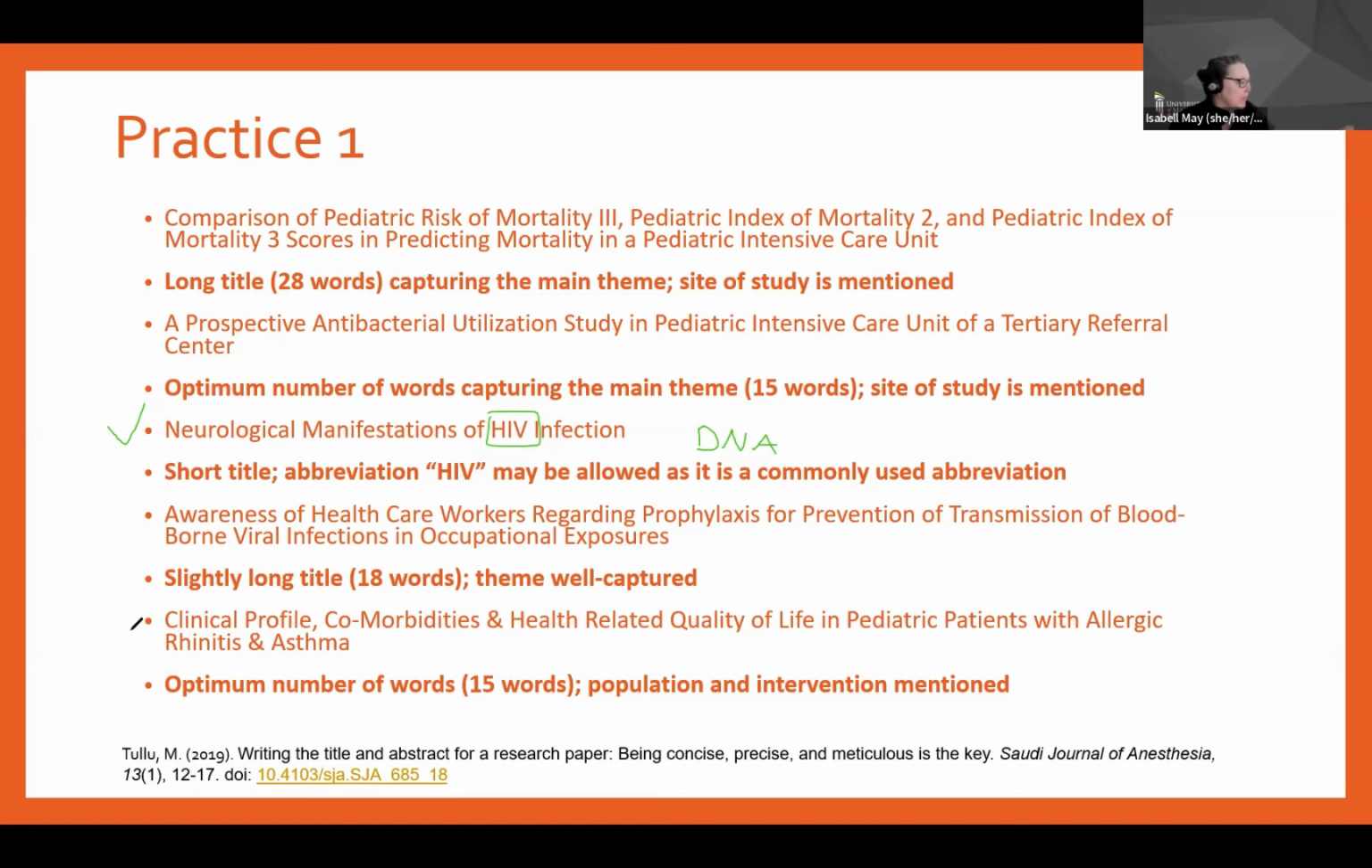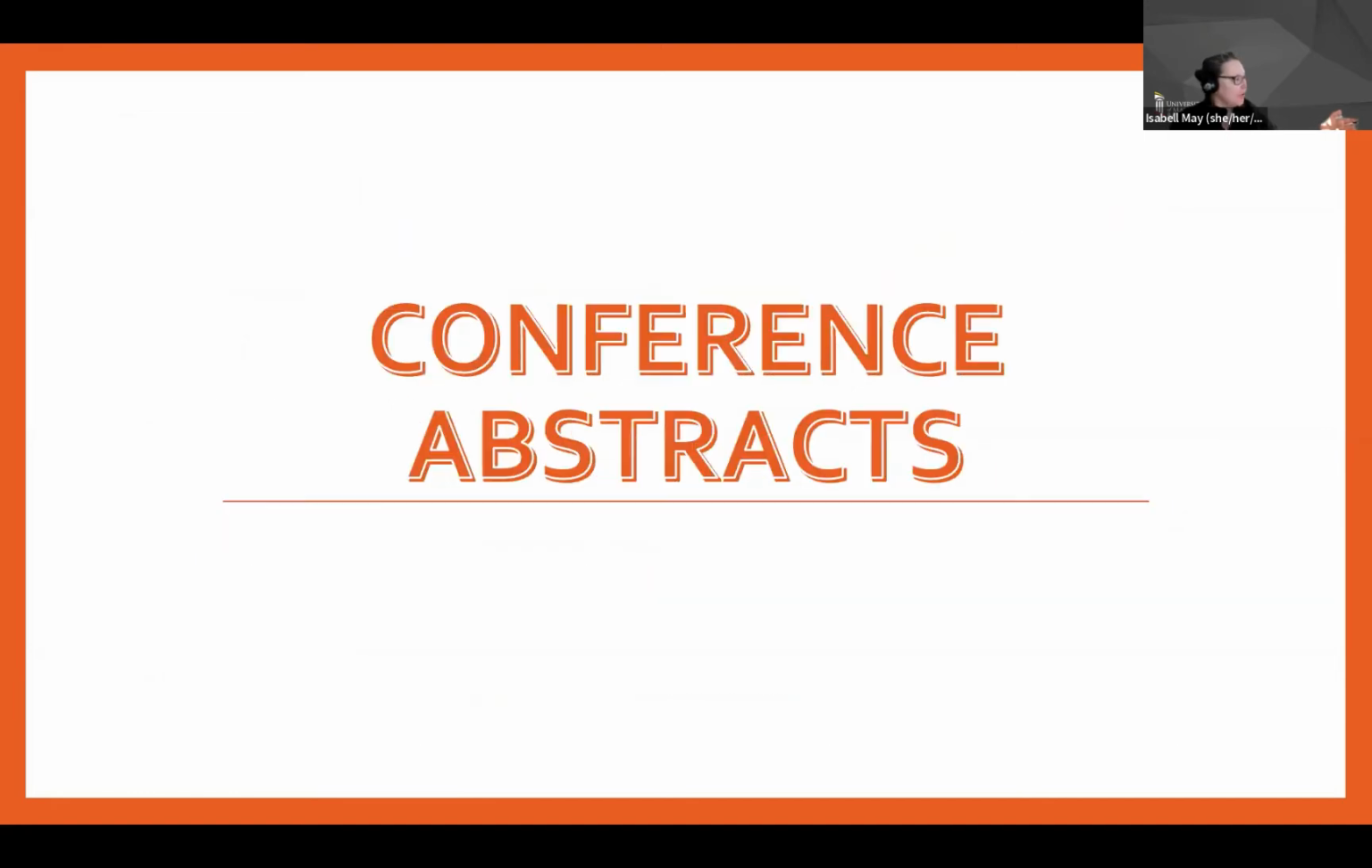This one here is sort of the optimum number of words, and the population and intervention are mentioned. And you see this one here, clinical profile and so on, which doesn't mention the genetics or the study design. It would be helpful if it were in there, but it still gives a good idea. I think most of these articles were published, if I remember correctly, but it gives you an idea of the variety of titles, where the author analyzed their own titles, what they thought was well done and what wasn't. So I just wanted to share that with you. Okay, so any questions about titles?